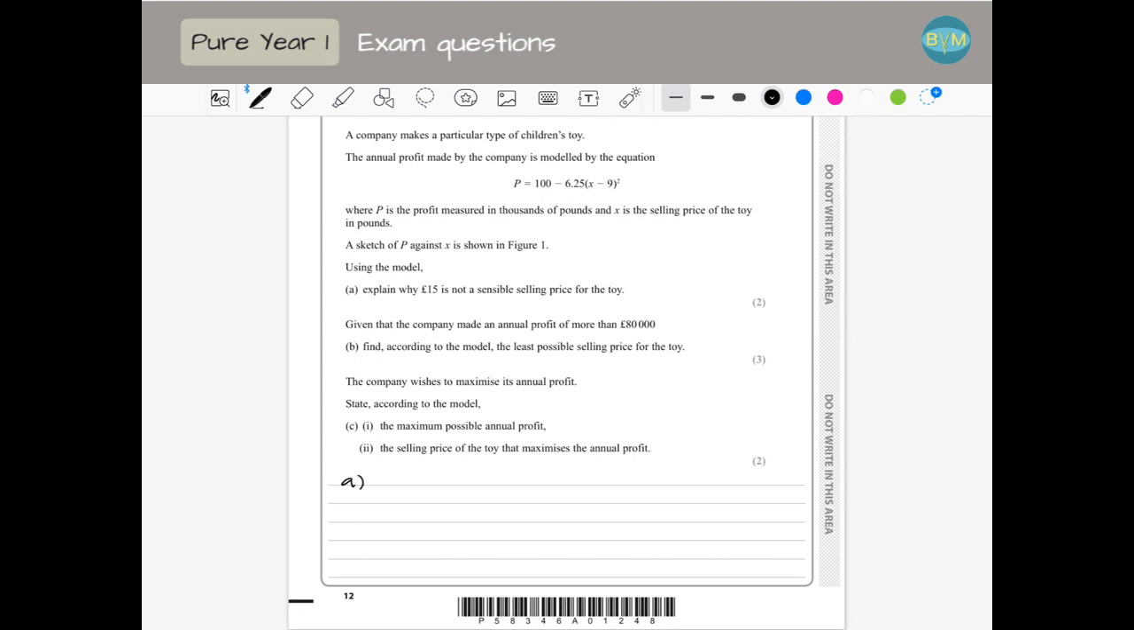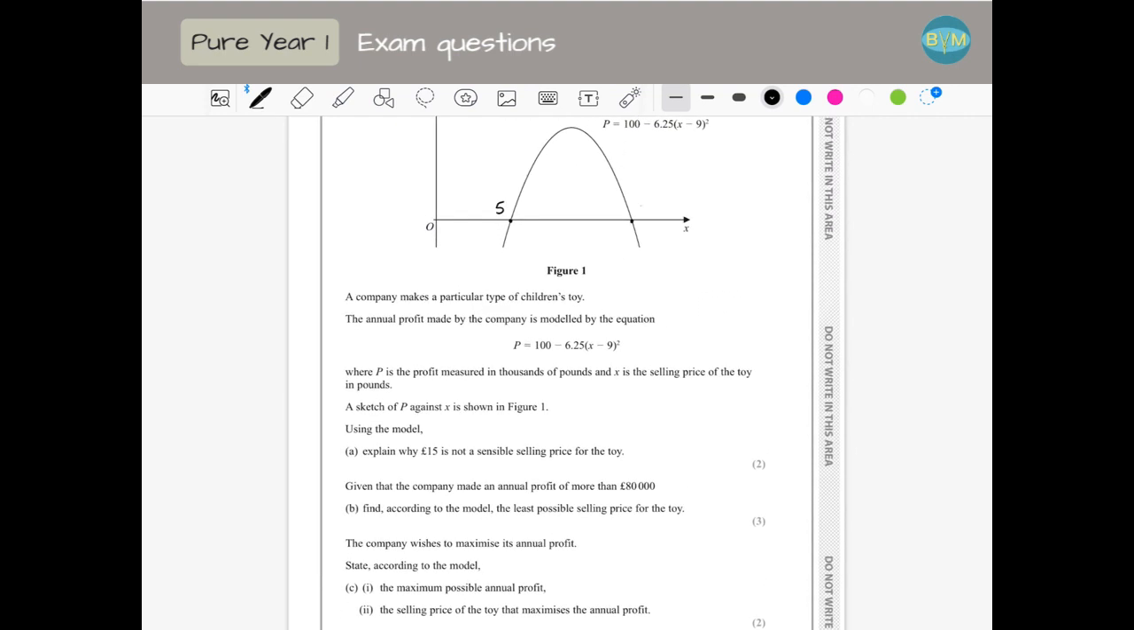So for part A, I'm going to find the roots. I'm going to see when the profit is 0. So this is equal to 0, which means x minus 9 squared is going to be 100 divided by 6.25, which is 16. If I square root that, I have x minus 9 is plus or minus 4, and I have two prices, 9 plus 4, which is 13, and 9 minus 4, which is 5. So these 2 points are 5 and 13.